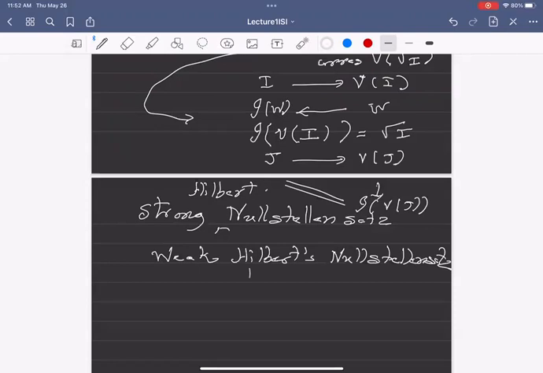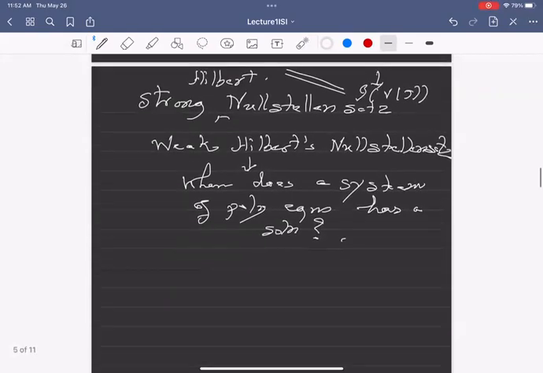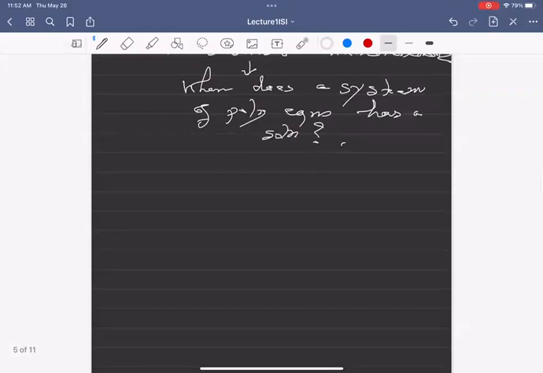So the weak Hilbert Nullstellensatz predicts when there is a solution. When does a system of polynomial equations have a solution? This is answered by the weak Nullstellensatz. Yeah, so the weak Nullstellensatz has to do with the structure of maximal ideals.